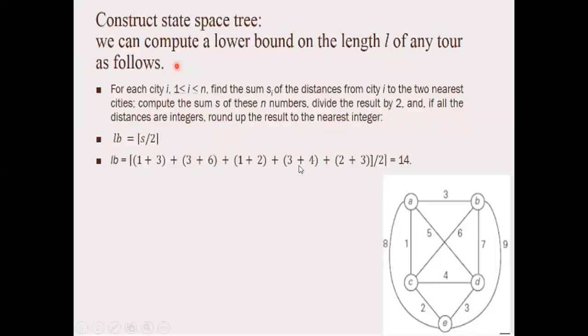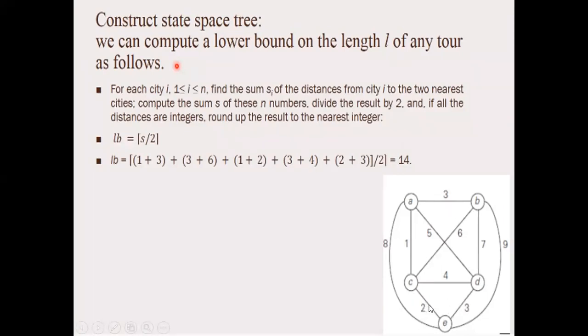Again, from city D, identify the nearest cities. From D to B it is 7, from D to A it is 5, from D to C it is 4, from D to E it is 3. So 4 and 3 are the minimum. From city D, cities C and E are nearest, whose distances 4 and 3 are the minimum. So I will consider them for addition: 3 plus 4.